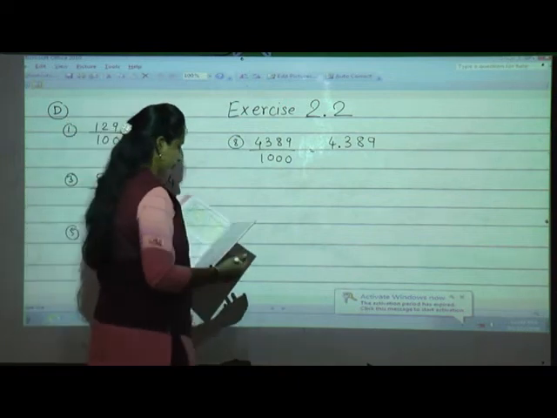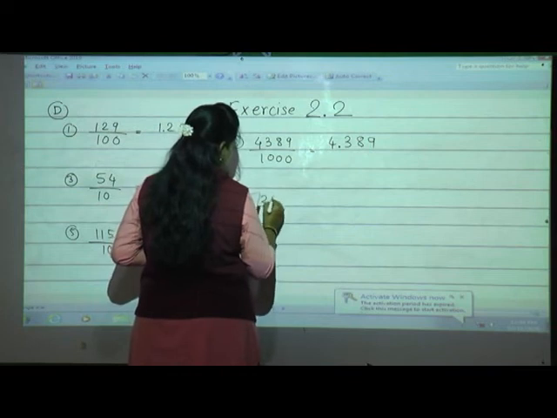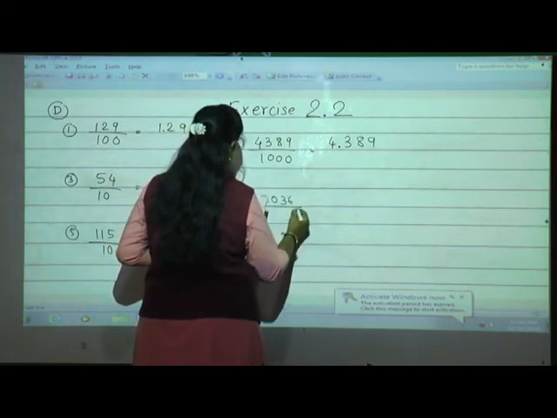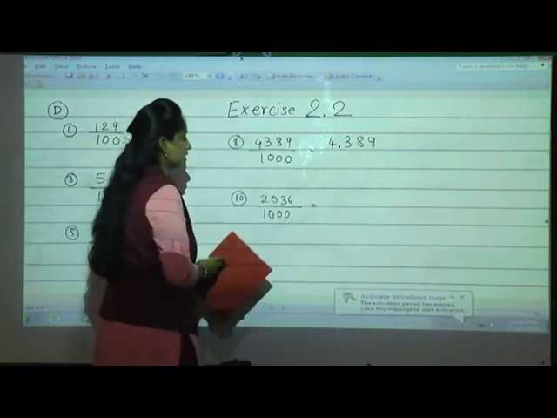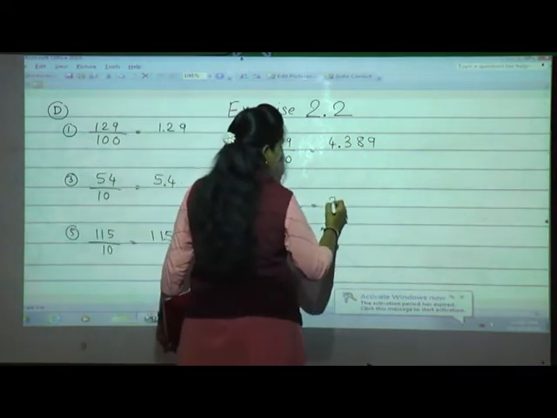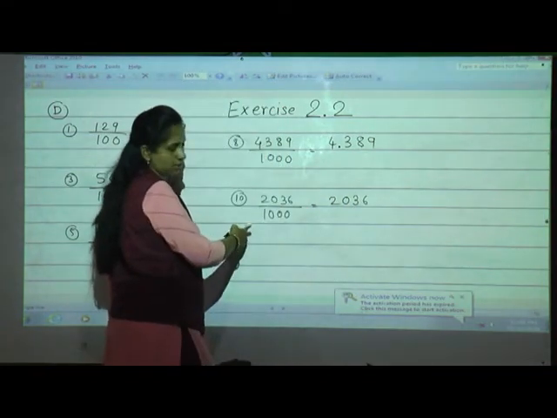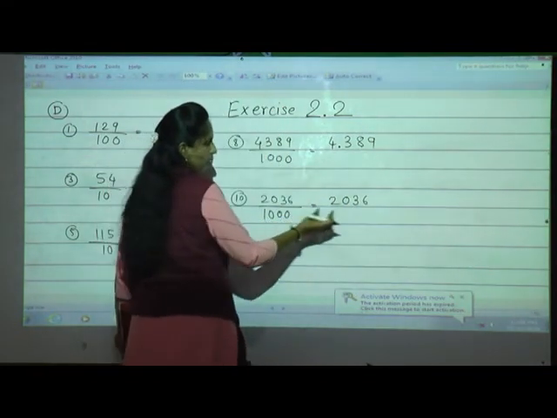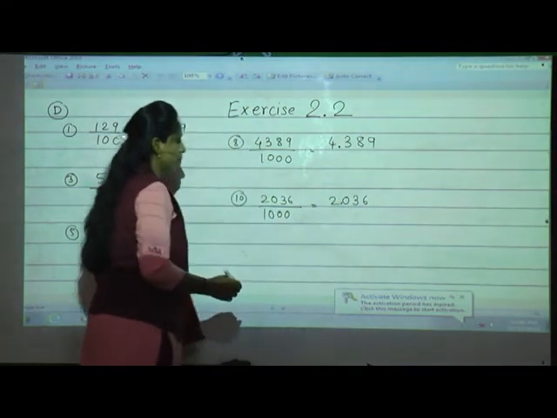Next, 10th one. 2036 divided by 1000. Now see, write the numerator as it is. Then see what is the denominator? Thousands. How many zeros are there? 3 zeros. So after 3 digits, place the decimal point.